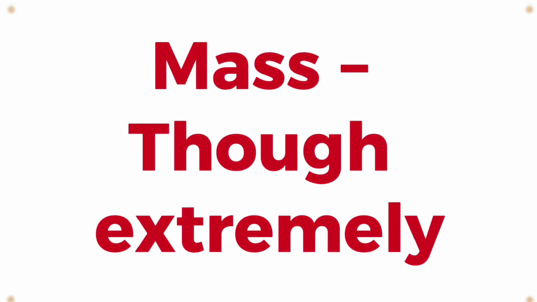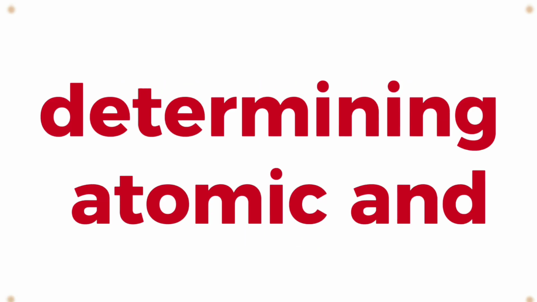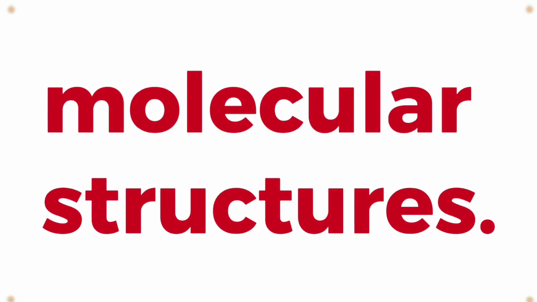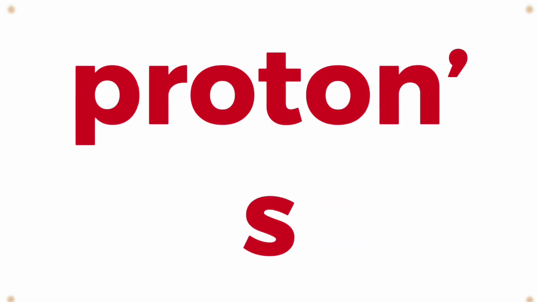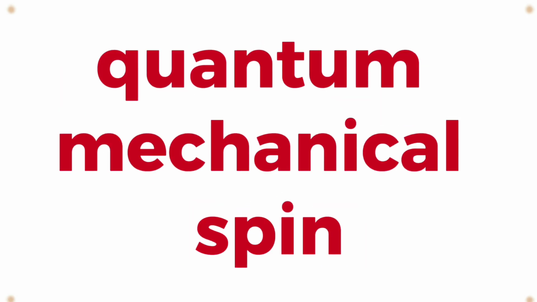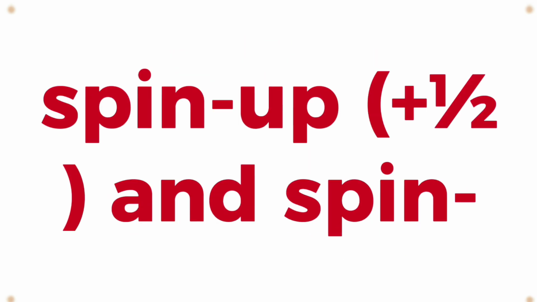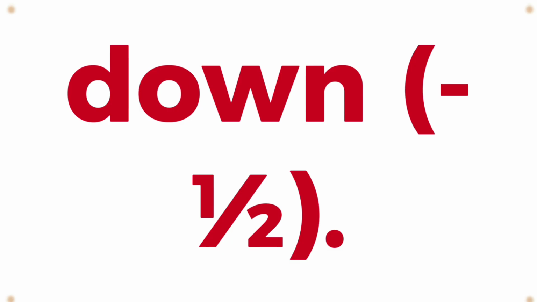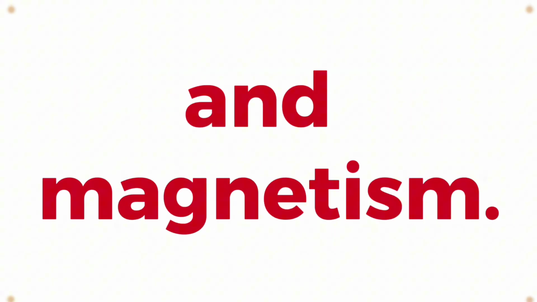2. Mass. Though extremely small, the electron's mass is crucial in determining atomic and molecular structures. It's about 1/1836th of a proton's mass. 3. Spin. Electrons have a quantum mechanical spin of 1/2, meaning they can exist in two states, spin up +1/2 and spin down -1/2. This property is key in quantum mechanics and magnetism.